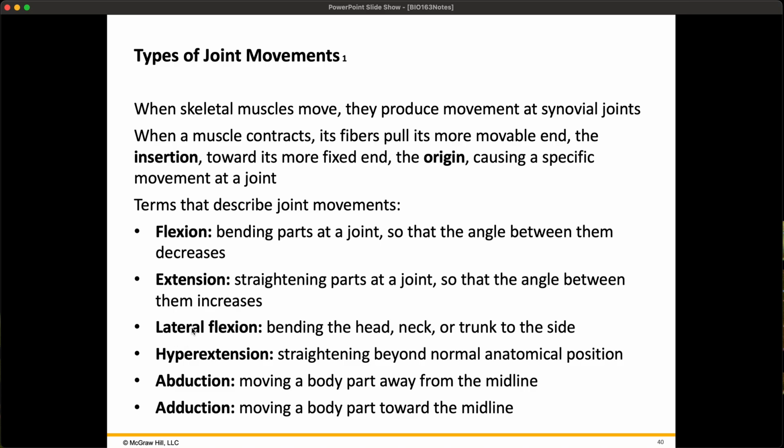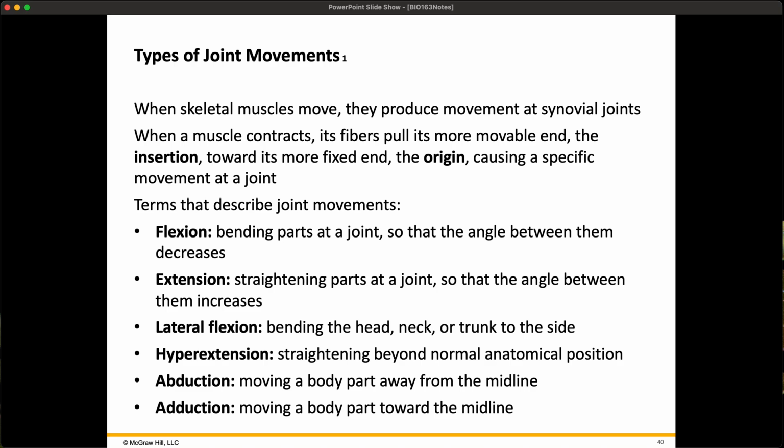Lateral flexion, this is bending to the side. Let's say you're sitting in a chair, like right now I'm sitting in a chair. If there's something on the floor over here to my right, I'm going to bend over towards the right to pick that thing up, I'm doing lateral flexion. Or if I take my left ear to my left shoulder, I'm doing lateral flexion at my neck.